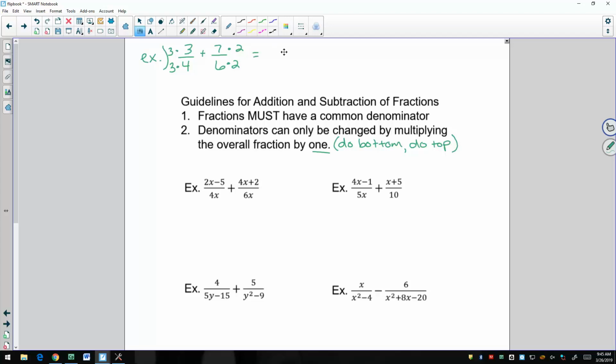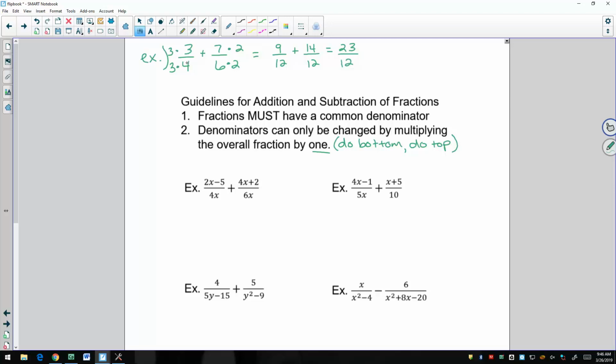Now I have, if you multiply each side out, 9 over 12 plus 14 over 12. And now you can add straight across. The bottoms stay 12. Whatever the common denominator was, that's what the denominator will be of your answer. And you just add what's on the top. So 9 plus 14 is 23. Now that is an improper fraction, so you should probably reduce that to a mixed number. But for time's sake, we're just going to leave it.